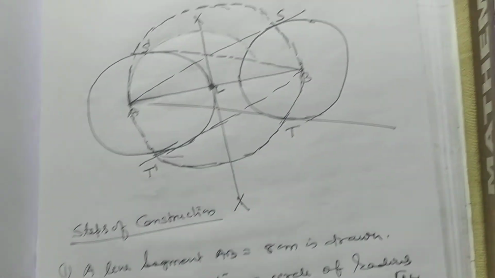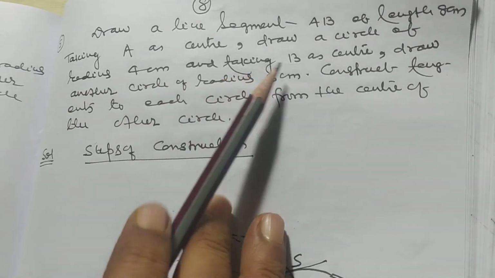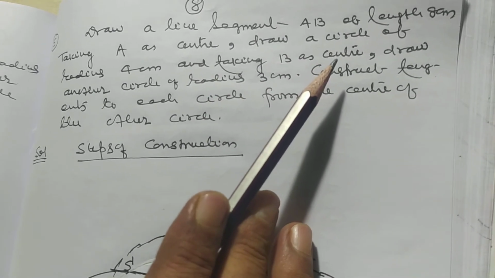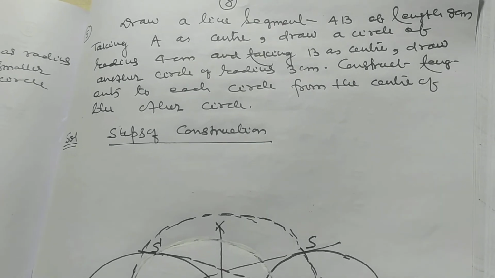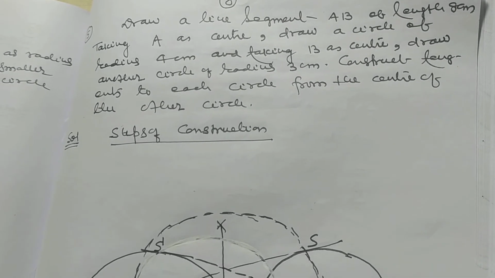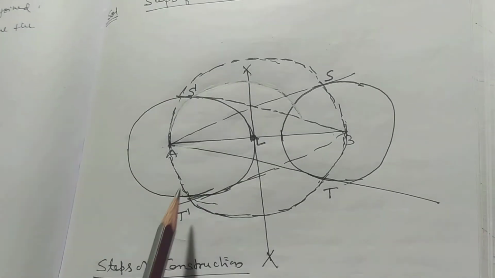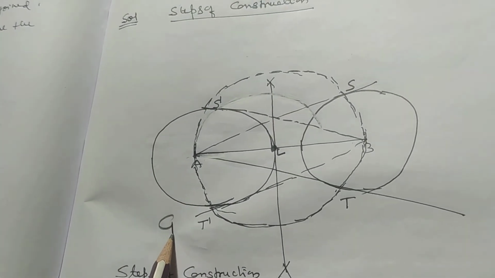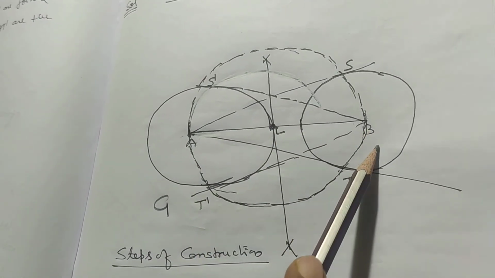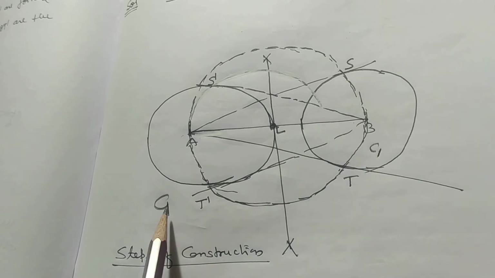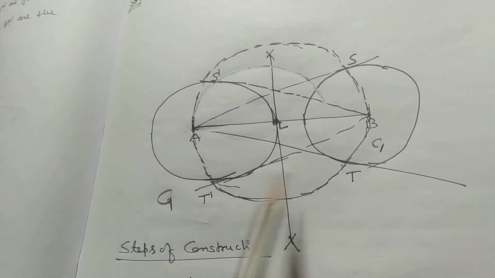Now my dear students, we want to solve problem number 5. Draw a line segment AB of length 8 centimeter. This AB is of length 8 centimeter. Taking A as center, draw a circle of radius 4 centimeter. Suppose this is C1, radius 4 centimeter. Taking another circle, suppose this is C1 and this is C2.